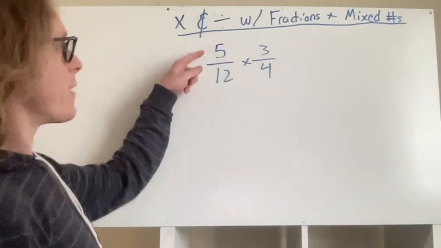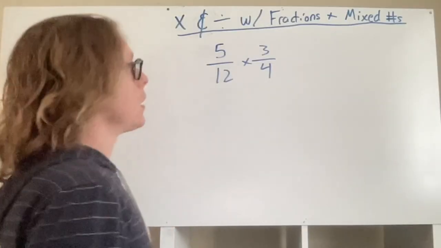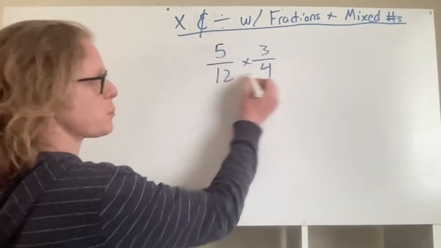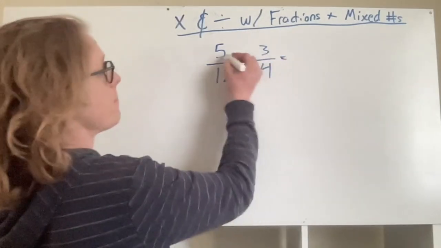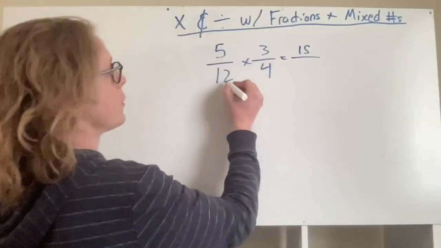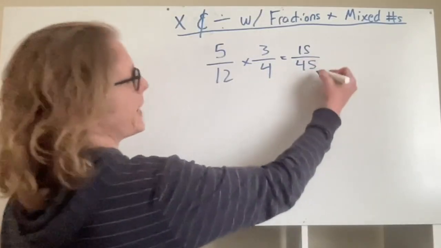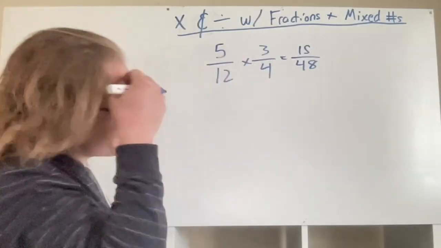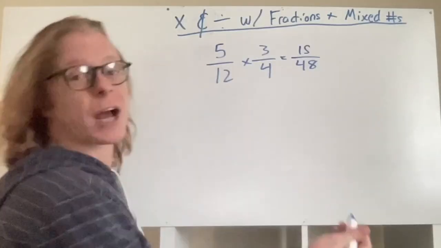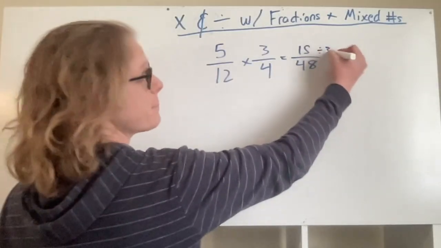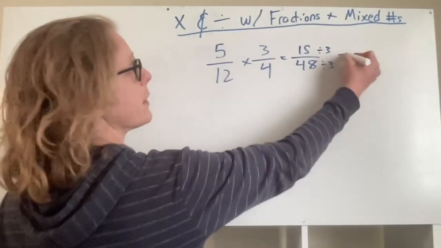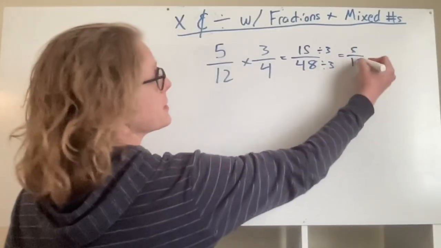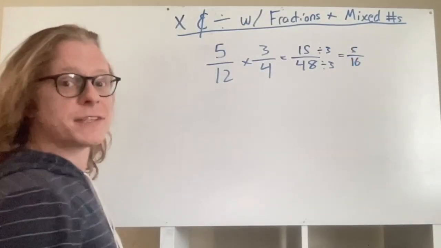Okay, so in this next problem, we have 5/12 times 3/4. So, like I said, when we multiply fractions together, we're just going to multiply the numerators and multiply the denominators. 5 times 3 is 15. 12 times 4 is 48. But then what's the problem, right? I need to simplify this fraction. I can do it, but it's kind of a pain. Okay, I would need to identify a common factor, being 3. These are both divisible by 3. This is 3 times 5. And this is 3 times 16. So we get 5/16.